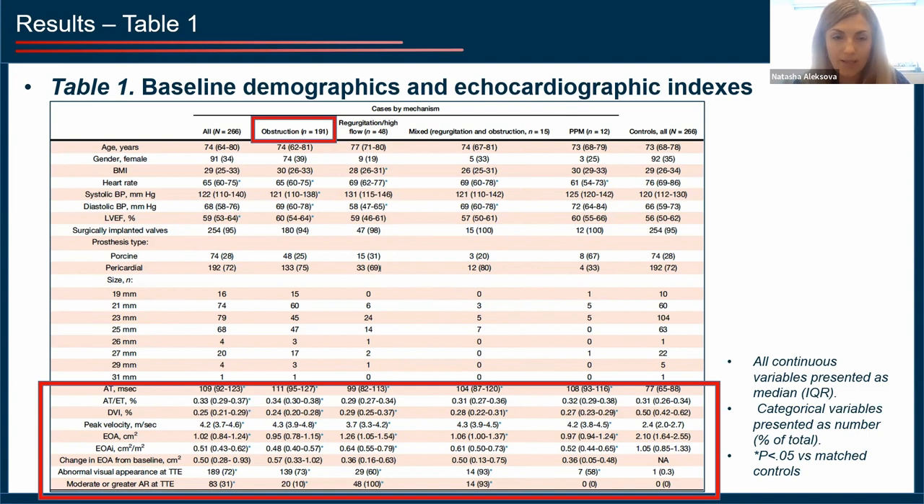And what you can somewhat see, I hope, is that there were important statistical differences between the group with prosthetic aortic valve dysfunction and the controls. Specifically, the acceleration time and the peak velocity was much higher in the group with BAVD. And as expected, the indexed EOA and the DVI were much lower. And as you can see at the bottom of this table, as one might expect, the abnormal visual appearance on TTE was seen in the group with valvular dysfunction, as was moderate or greater aortic regurgitation that really wasn't seen in the controls as was intended.